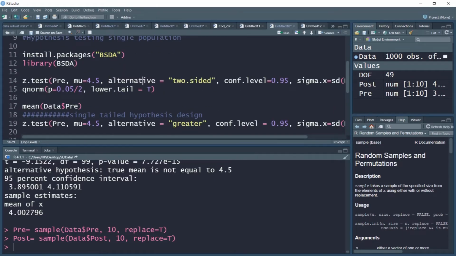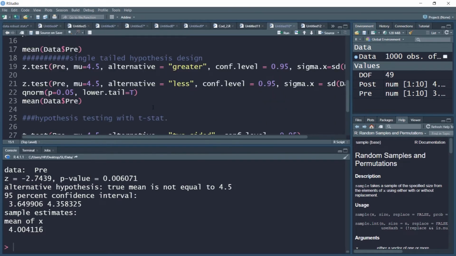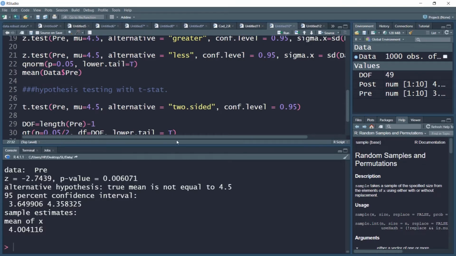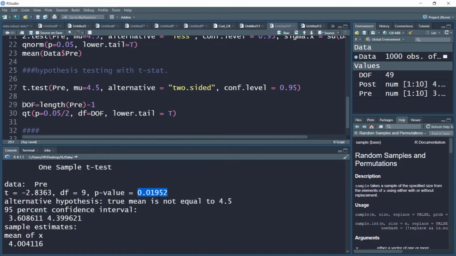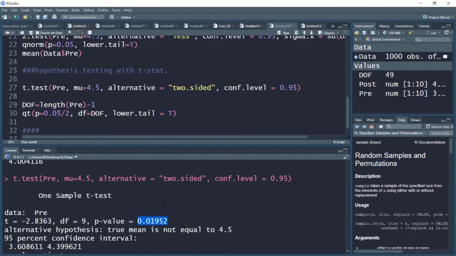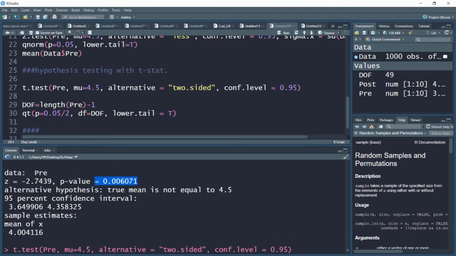We'll extract that sample from our original data again. Let us first consider the two-tailed test with z-test statistic. It is 0.006. Now again, we'll perform the same test with t-test statistic, and the value is much larger. Notice the p-value, it is much larger. It is 0.0195 as compared to a p-value of 0.006 with z statistic. What do we infer from here?